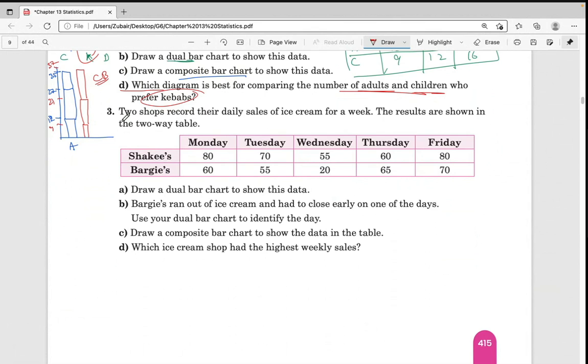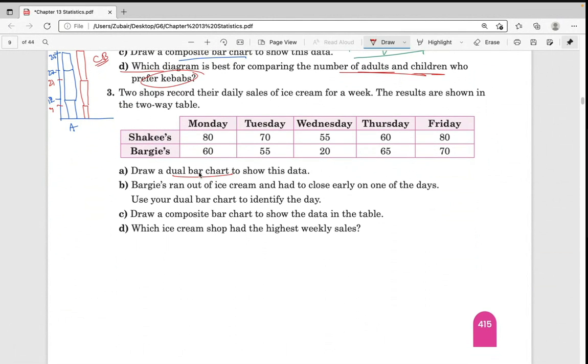Question number 3. Two shops record their daily sales for ice cream for a week. The results are shown. Draw a dual bar chart. I'm just looking for a different type of question. I ran out of ice cream and had to close early on one of the days. Use your dual chart to identify the day. Basically, the wording of the remaining parts is different, but the initial set of questions is the same.